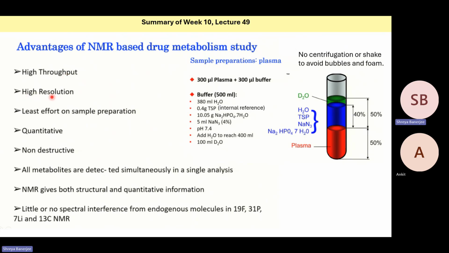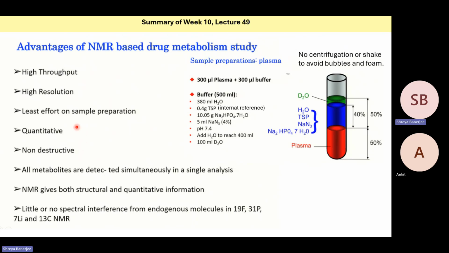Then you have high resolution. NMR, we already know, gives up to atomic level separation of the different peaks. Then there is least effort on sample preparation. Imagine you have plasma, you're taking in vitro NMR of the plasma. You just take 300 microliter of the plasma and 300 microliter of a buffer, and that is enough to have the sample ready for NMR.